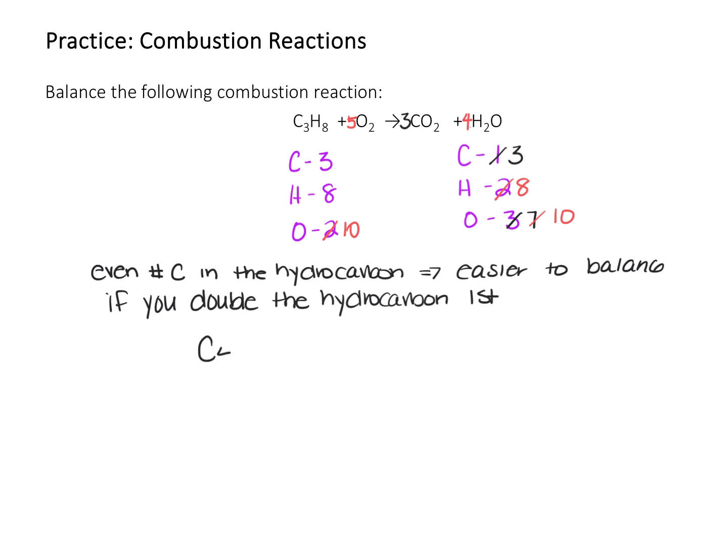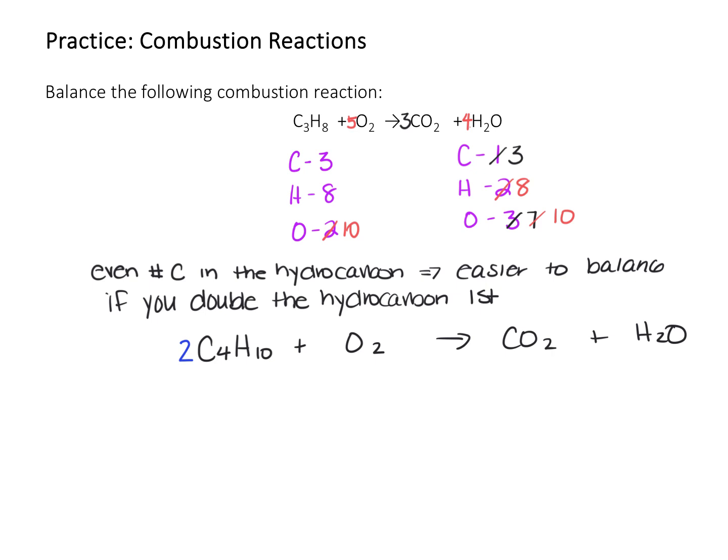So if we look at this example, we've got C4H10 plus O2 goes to CO2 and water. There are 4 carbons in the hydrocarbon. That is an even number. I want to double this hydrocarbon right here out of the gate. It just will make your balancing easier. So if you have an even number of carbons in your hydrocarbon, just double it.